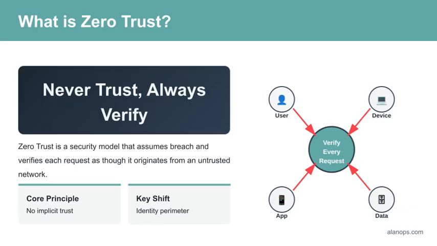Third, assume breach. This is the mindset shift. We don't ask if we'll be breached, we assume we already have been. So we minimize damage through segmentation. We limit lateral movement. We monitor everything. Fourth, continuous verification. Security isn't a checkpoint at login. It's constant. If behavior changes, if risk increases, access can be revoked immediately.